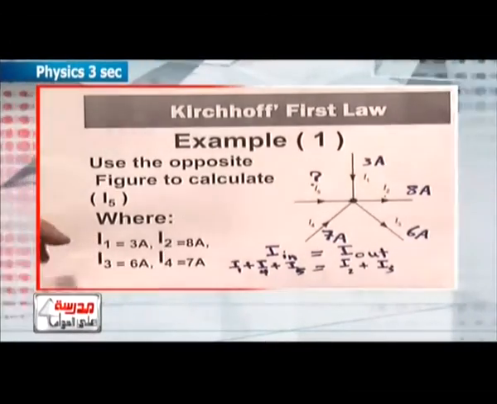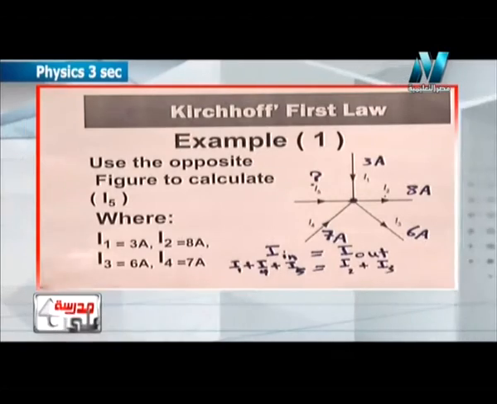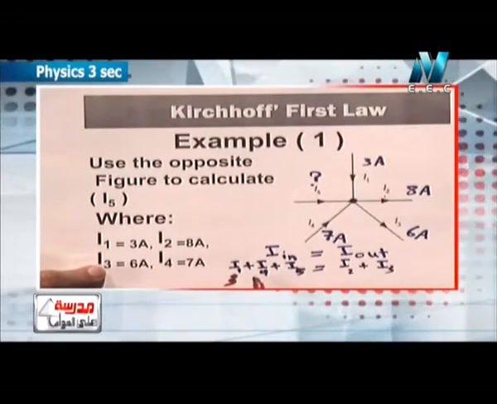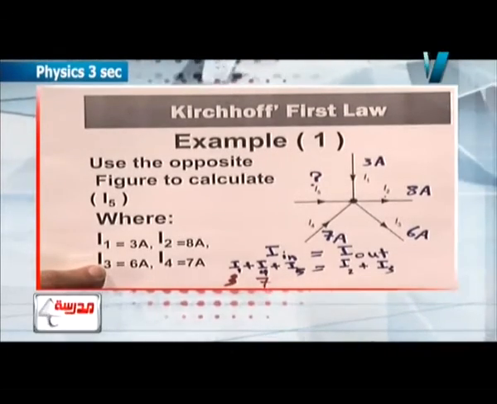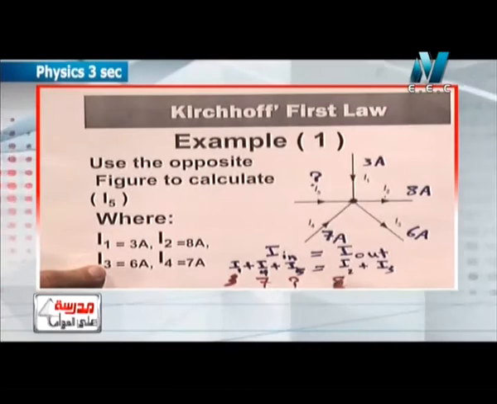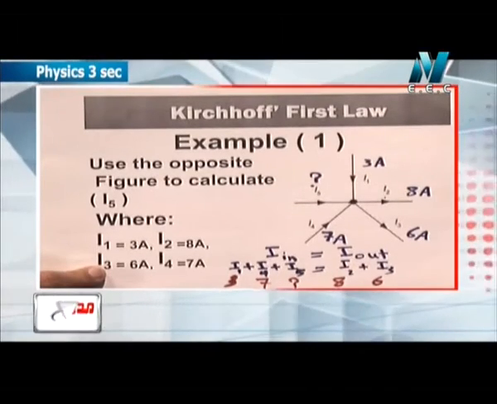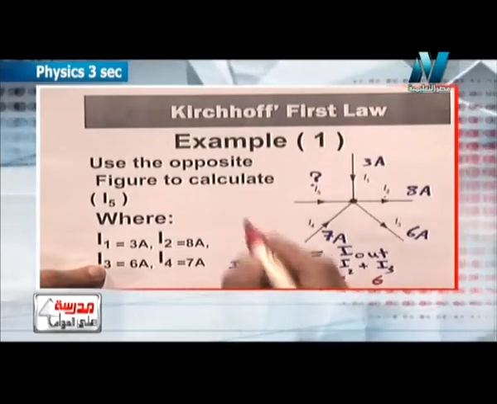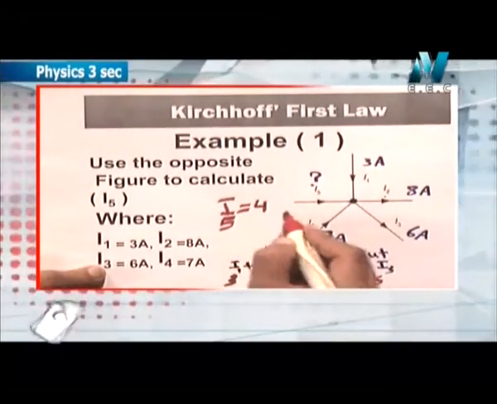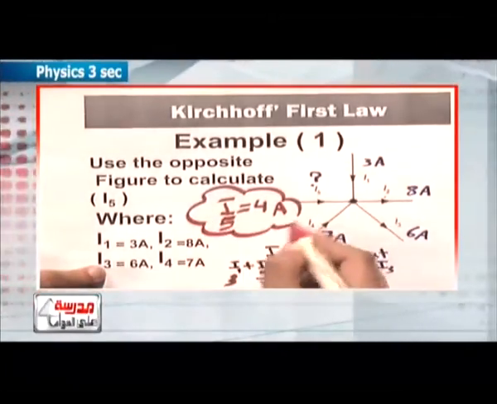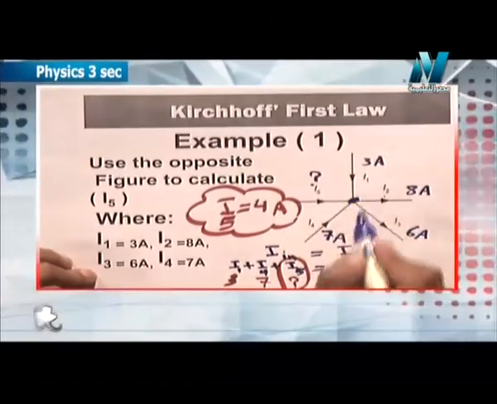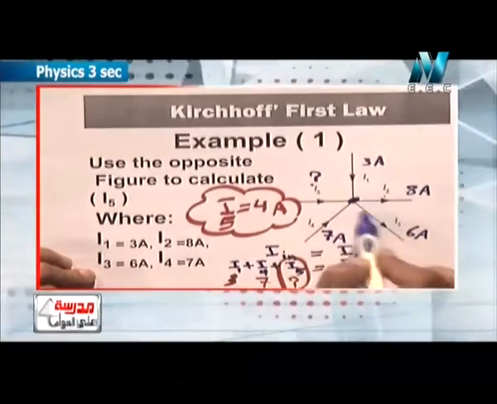Substitute. By substituting the values, I1 equals 3, I4 equals 7, I5 unknown, I2 equals 8, I3 equals 6. By calculation we will get I5 equals 4 ampere. It's too easy, inshallah. Okay, again, at any node the entering current must equal the leaving current.